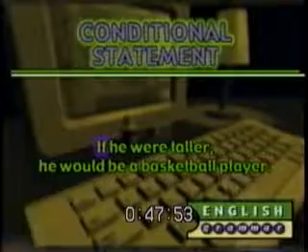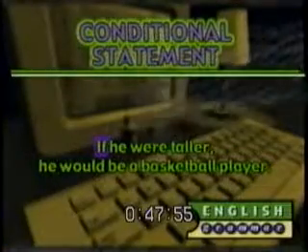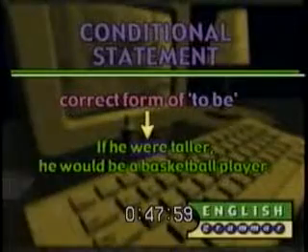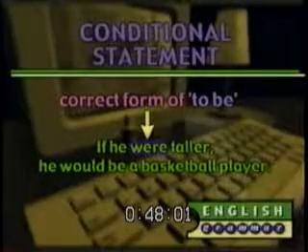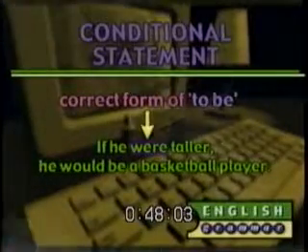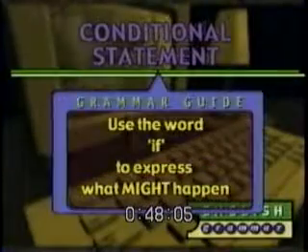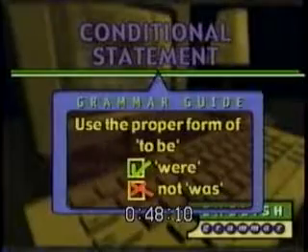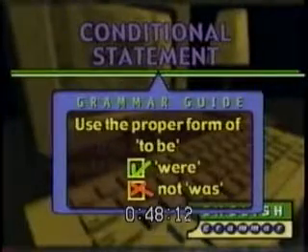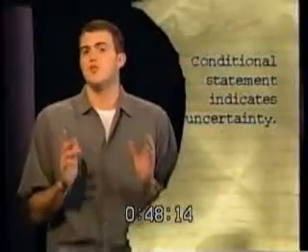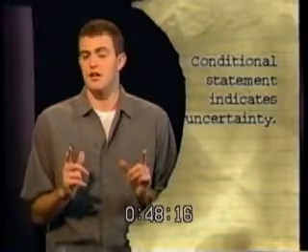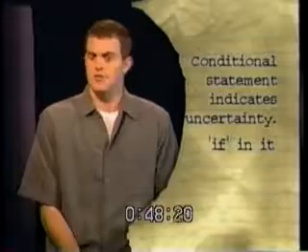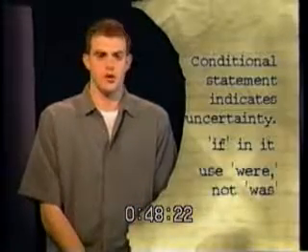We have the word if, so that's a big tip-off that we're using the conditional. And we have the proper use of the verb to be. We used were, not was, so those are 2 good grammar guides for us when working with a conditional. 1, feel free to use the word if to express what might happen. 2, use the proper verb form were, not was. So remember that a conditional statement indicates uncertainty. You can usually find the word if in it. And to be grammatically correct, use were, not was.